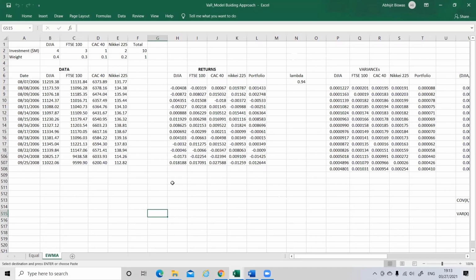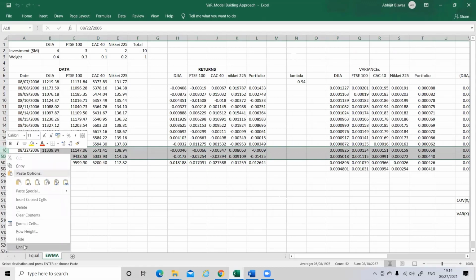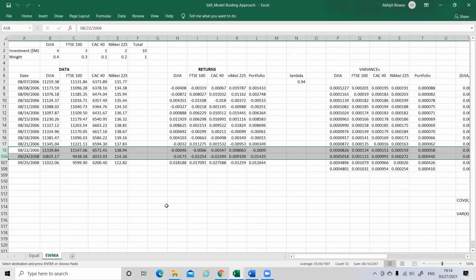So whenever you deal with a very large data set, you can just keep some of the rows hidden, right? Is it clear to all of you? I have kept some of the rows hidden. That's it. So you can always unhide. You select these two, right click, and you can click on unhide. So the whole thing will come. Okay. Is it clear?